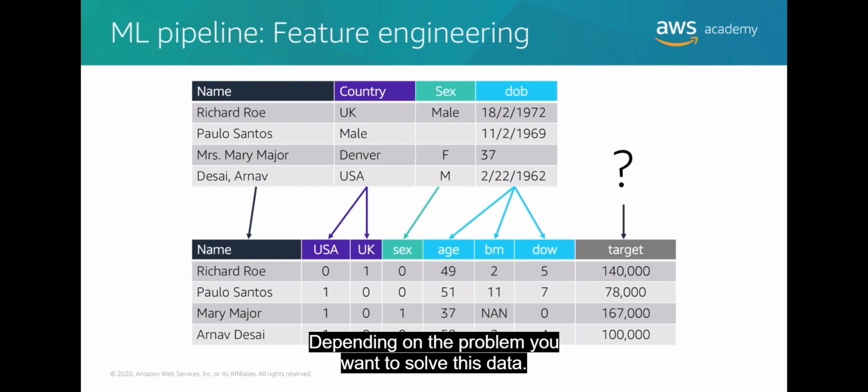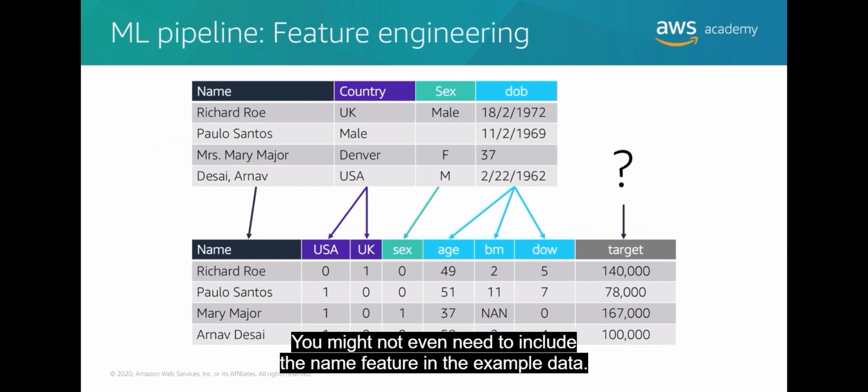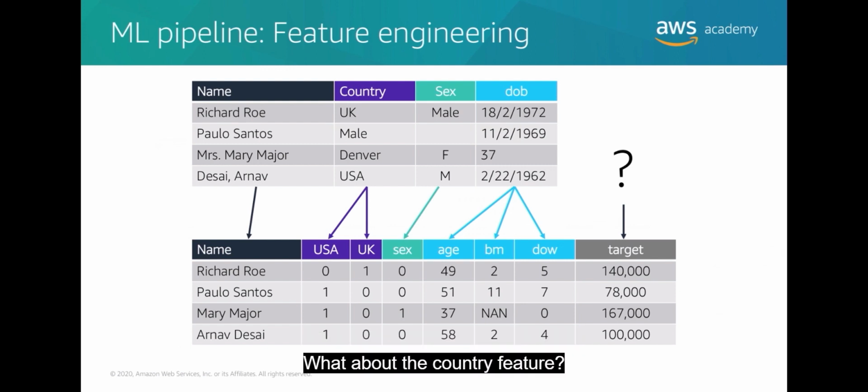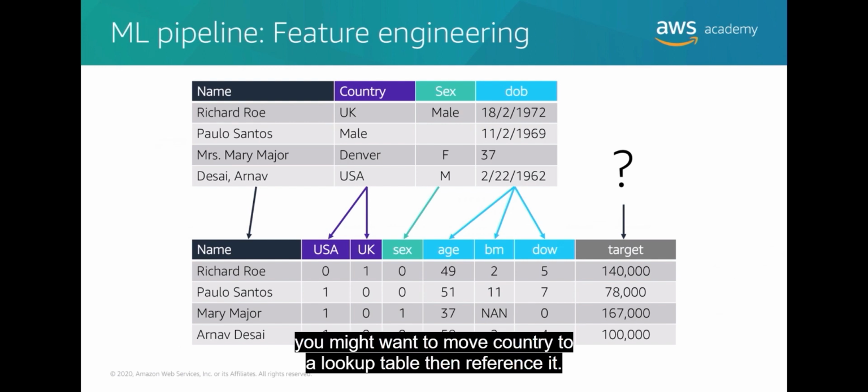Depending on the problem you want to solve with this data, you might not even need to include the name feature in the example data. What about the country feature? If this were a traditional database, you might want to move country to a lookup table, then reference it. Most ML algorithms want the data for an instance in a single row. ML algorithms need numerical data to process.